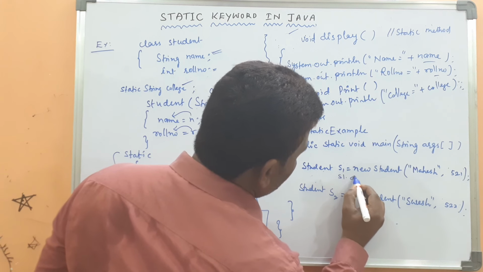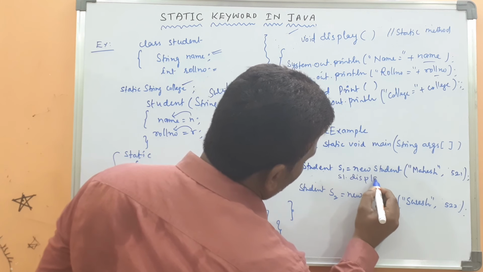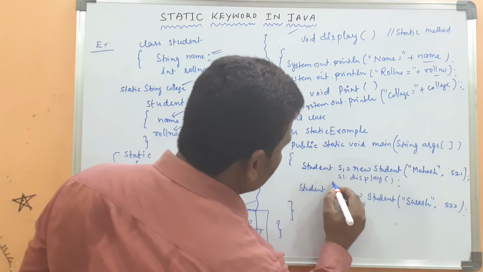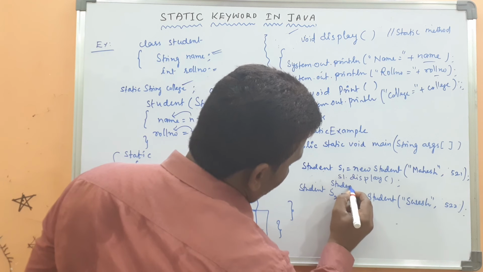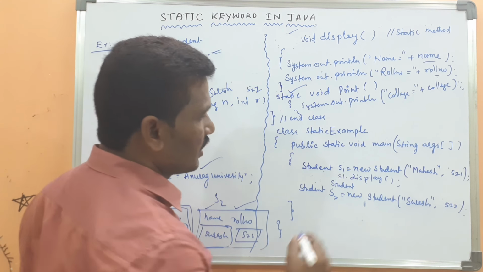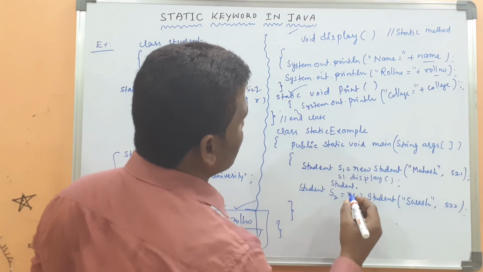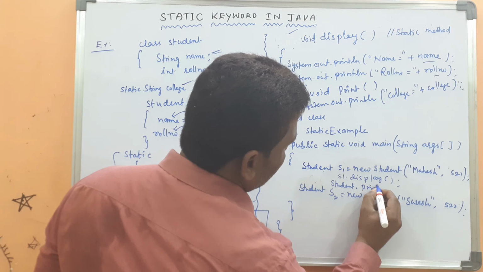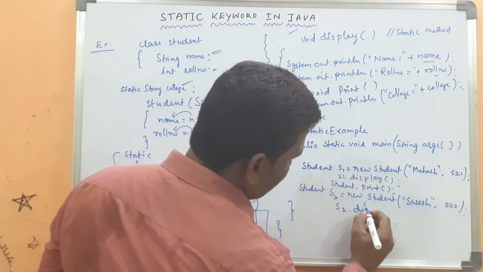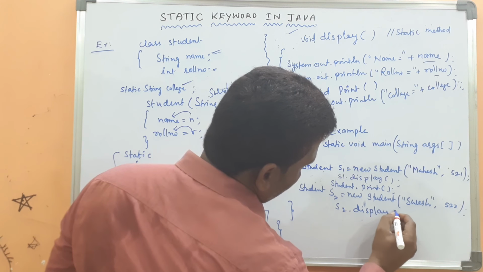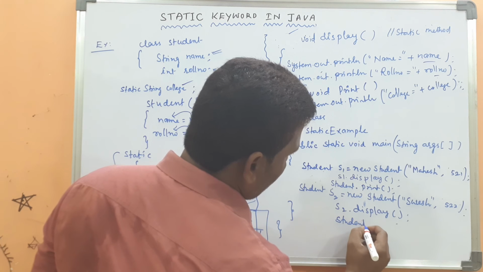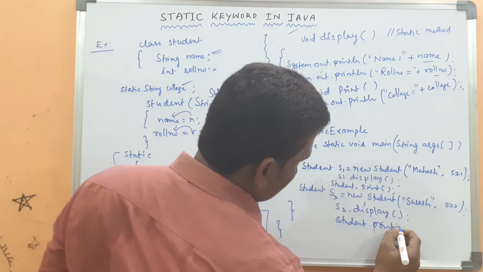S1.display, because display does not belong to the static method. And then the class name, because it belongs to the static method. That's why it can be called with the help of the class name, Student.print. Then S2.display. Then Student.print.